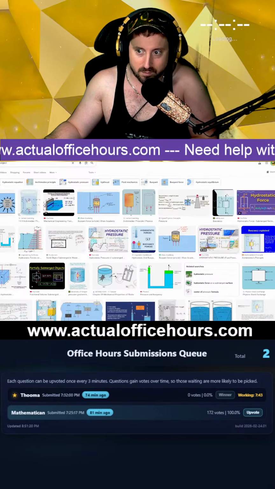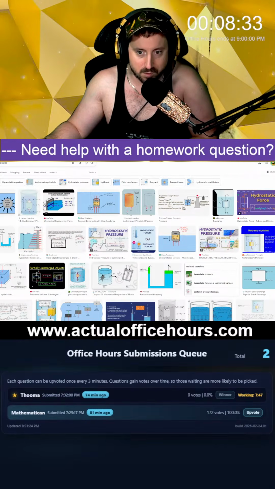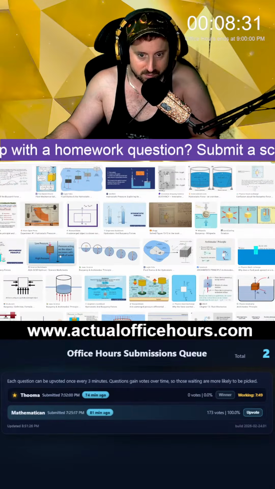Like here, look at this fishy thing. It's not going to be 0. The net force is not 0 because it has to kind of float up.